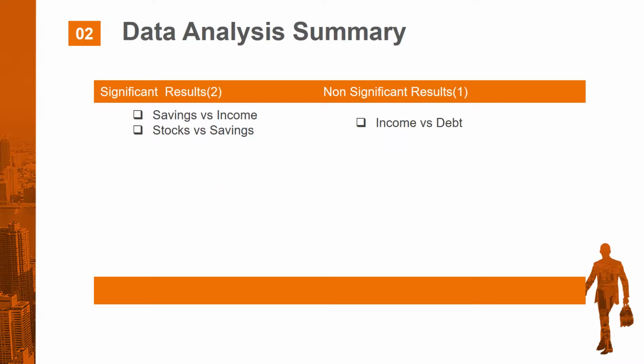Our next slide tells us about the data analysis summary. We found two significant results and one non-significant result. The first significant result emanated from our savings versus income observation, and the second came from stocks versus savings. The non-significant result was seen in our income versus debt analysis.